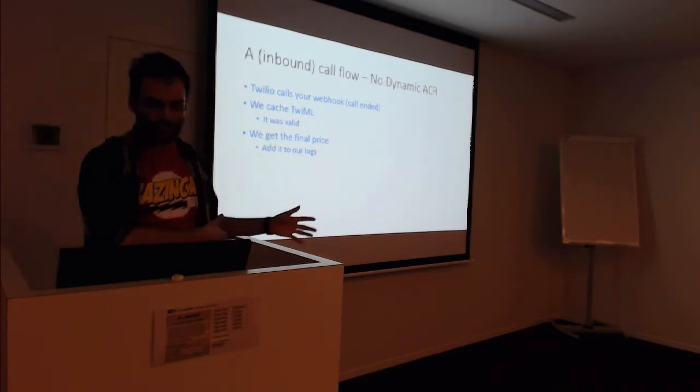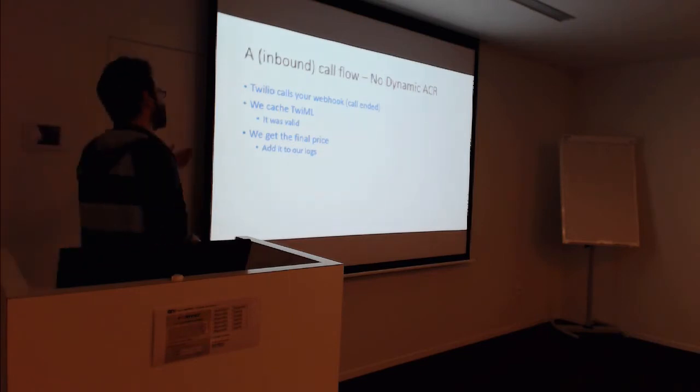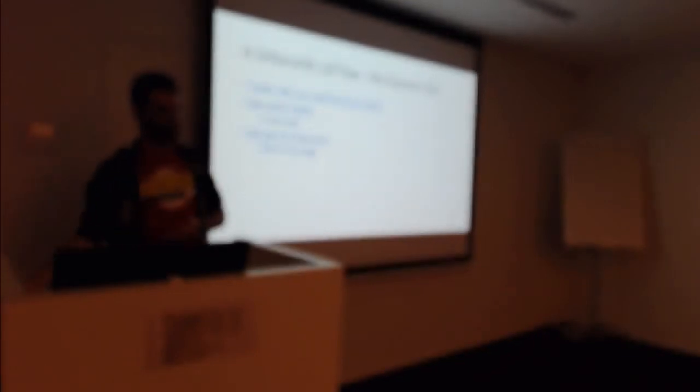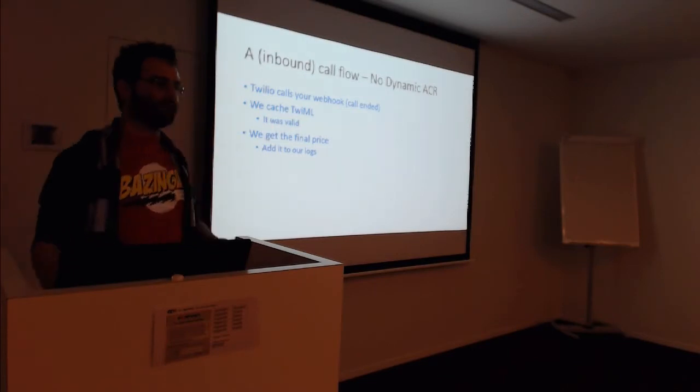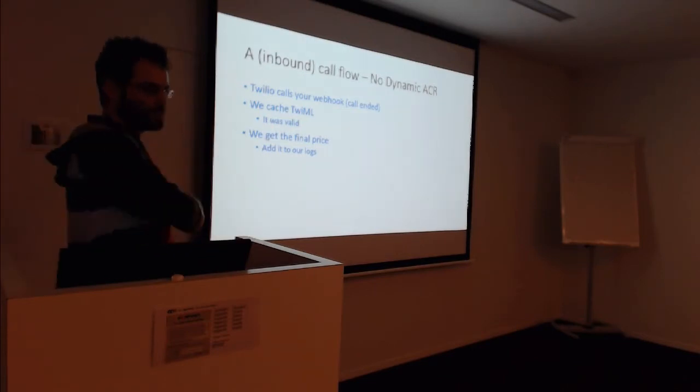So we cache TwiML after that, and then we get the final price from Twilio. At that point, we know how much it cost. We take the forecasted version, we take the version from Twilio, we do the subtraction, and we know how much we actually have to charge the customer. All those things are event-based. So there are events pretty much everywhere.